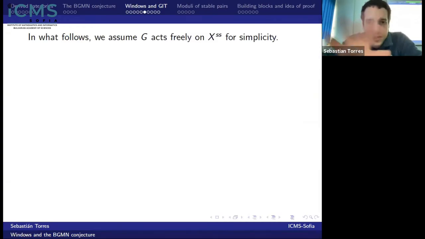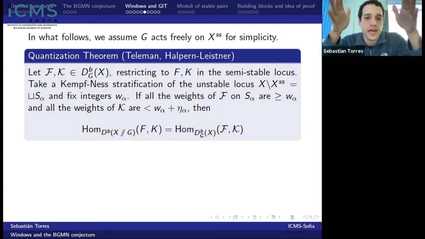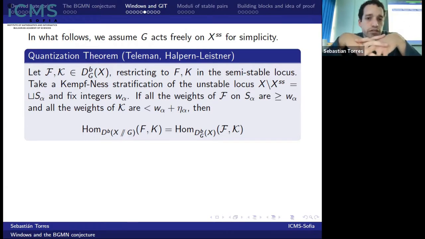I'll assume for now that G will act freely on the semi-stable locus, because that will be the case in the cases that we are interested in. So there's this quantization commutes with reduction theorem that basically says the following. Let's say that you have X and you're trying to think of the GIT quotient of X by G when you have chosen a linearization.